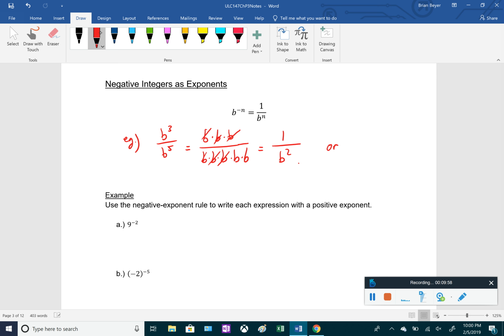Or, based on the quotient rule, if we subtract the exponents, b to the 3 minus 5, we know this equals b to the negative 2. So kind of just like the other one that we just did, we started with b to the third over b to the fifth for both of these. The first one we ended up with 1 over b squared. The second one we ended up with b to the negative 2. So we know that they have to be equal. So b to the negative 2 equals 1 over b squared.